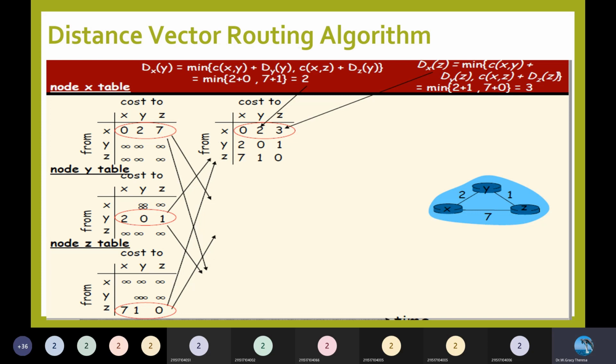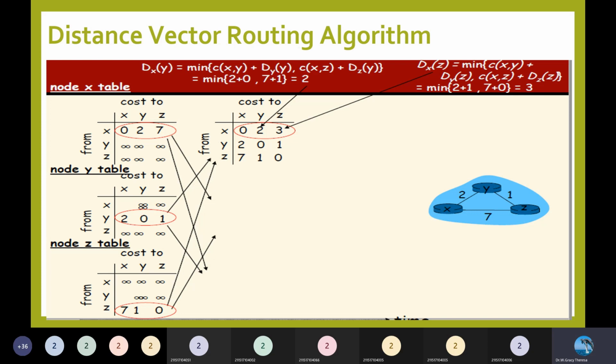For example, if you take the initial table of x, from x to x it is 0. When x reaches y, it knows only it is 2. When x wants to reach z, it is only 7. The remaining entries are infinite because it doesn't know. This is the table of x. Next, node y.